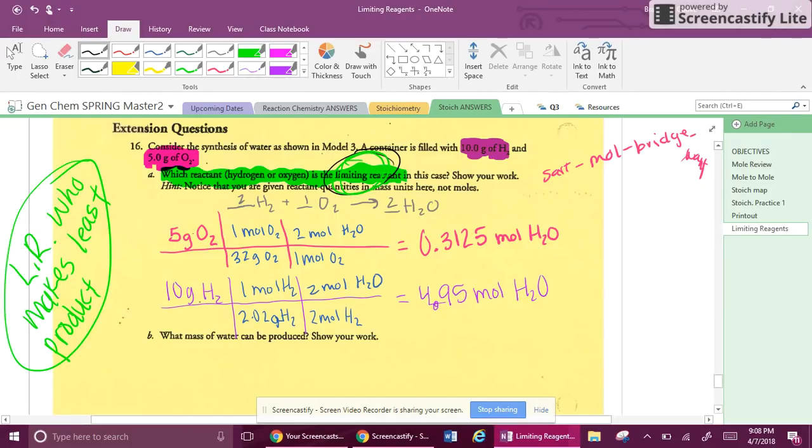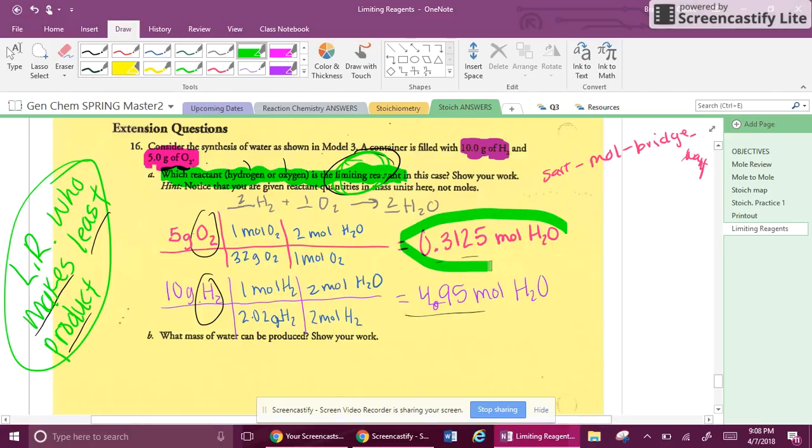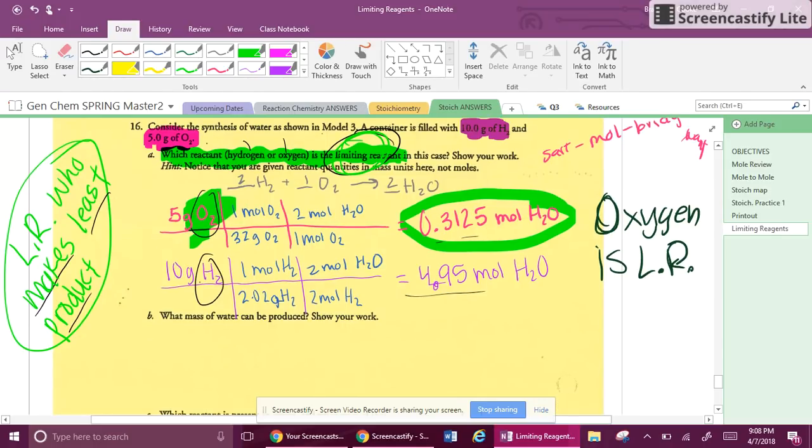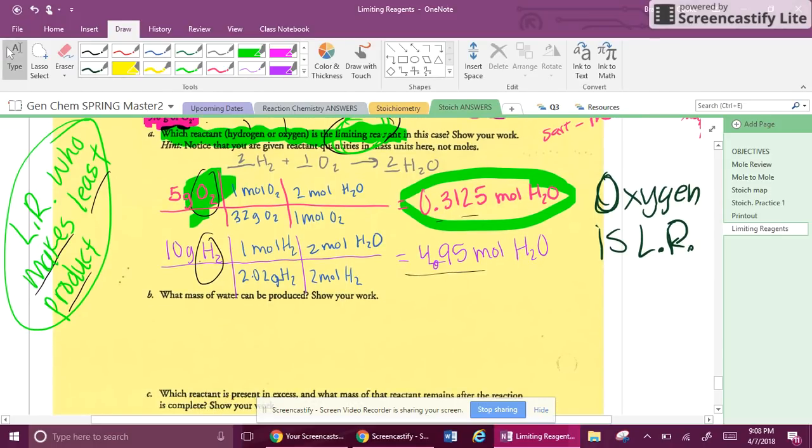I'm trying to figure out what the limiting reactant is. Who's the limiting reactant? It's the one that makes the least amount of product. So either oxygen or hydrogen, which one made the smaller amount of product? Hopefully you're all saying, Mrs. Cook, this is the smaller amount. So oxygen is my limiting reagent, and you would be correct. So the answer to this question, we had to do all this work, is oxygen is the limiting reagent.